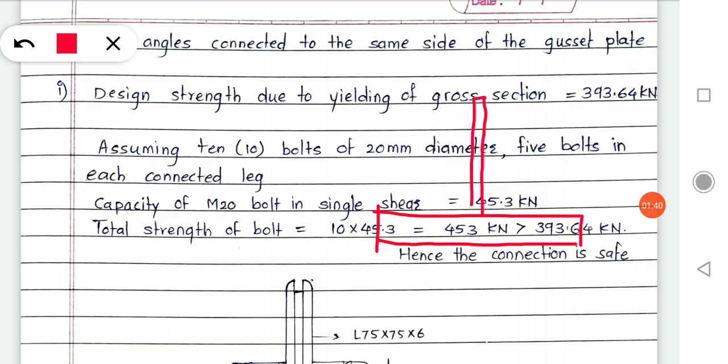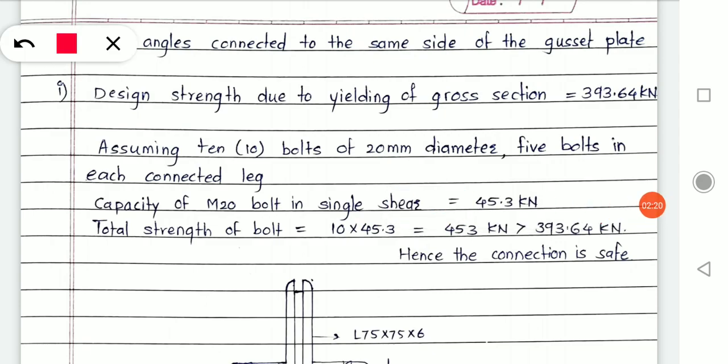In the previous session I discussed this is the spacer, and you have connected the angle sections on the same side of your gusset plate, right? And this is your gusset plate. Instead of placing one angle on each side, I have arranged both on the same side of your gusset plate. Now let's discuss how to calculate tensile capacity for this type of connection.